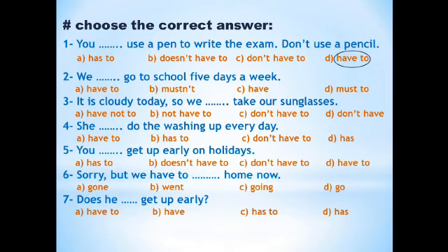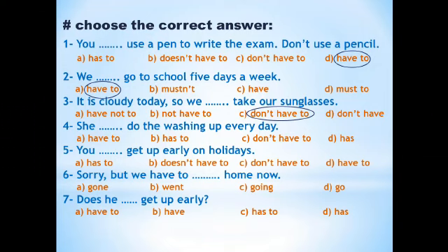Don't use a pencil. Number 2, we go to school 5 days a week. Of course, we have to go to school 5 days a week. Number 3, it's cloudy today. It's not sunny. It's not hot. So we take our sunglasses. Yes, we don't have to. We don't have to take our sunglasses.